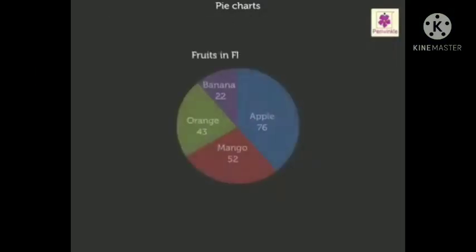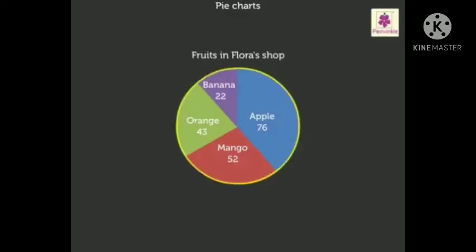For example, look at the pie chart. Now, let us learn how to read it. The circle represents all the fruits in the shop. The title tells us that the pie chart is about different fruits in Flora's fruit shop. The circle is divided into smaller parts called segments. Each segment of the circle represents a different fruit and a specific value. Here it is the number.